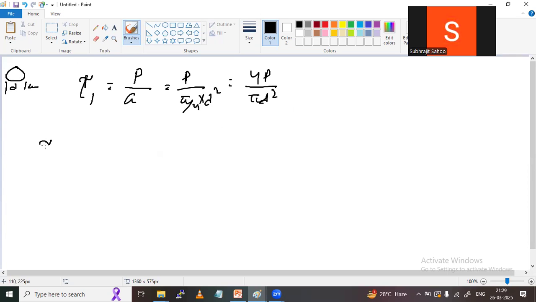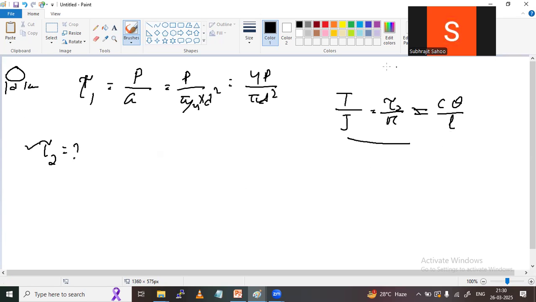Now the shear stress due to twisting, suppose tau 2, I have to find out. How to find out? I will find it from the torsion equation. The torsion equation is T by J equals tau by R equals C theta by L. I hope you know these torsion equations, right? I will take these two for the derivation of this term. Here tau 2, because of twisting, I have taken tau 2. Now T is what? Torque. T is torque, and torque is P into radius, the coil radius. This is the coil. The coil diameter is D. The wire diameter is small d.